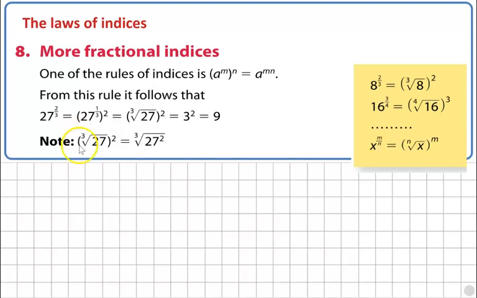So just note that if you have brackets and then the cube root of 27 and brackets and the squared on the outside, it's the same thing as having the cube root of 27 and then the squared attached to the 27. It's the same thing.